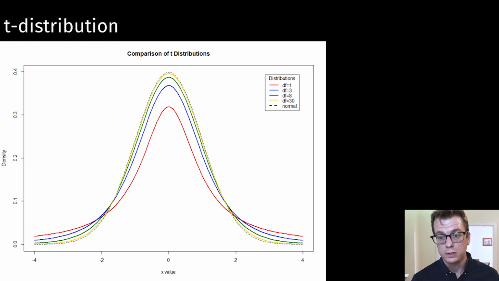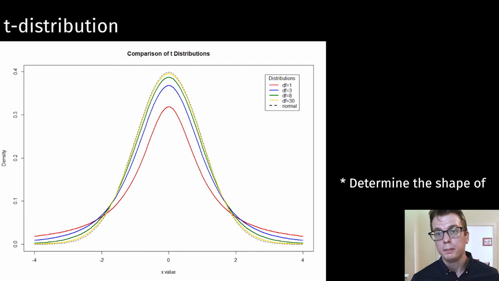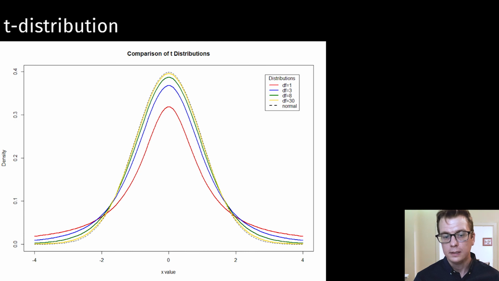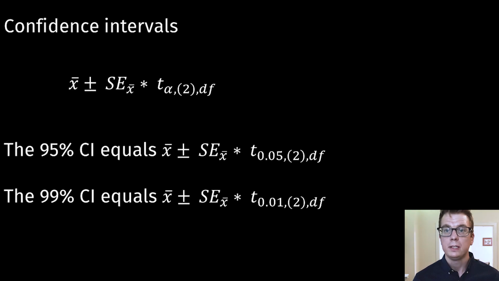The t-distribution looks a whole lot like the normal distribution, but has longer tails. These longer tails reflect the uncertainty in the population standard deviation. We parameterize t with degrees of freedom, df. We can use t to calculate confidence intervals.